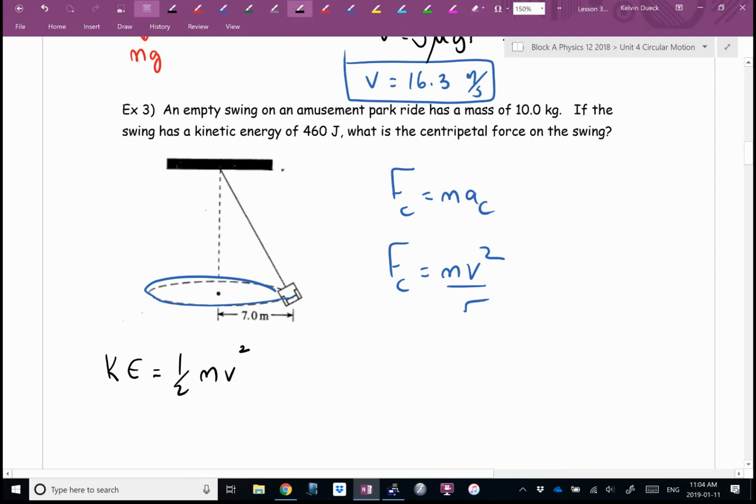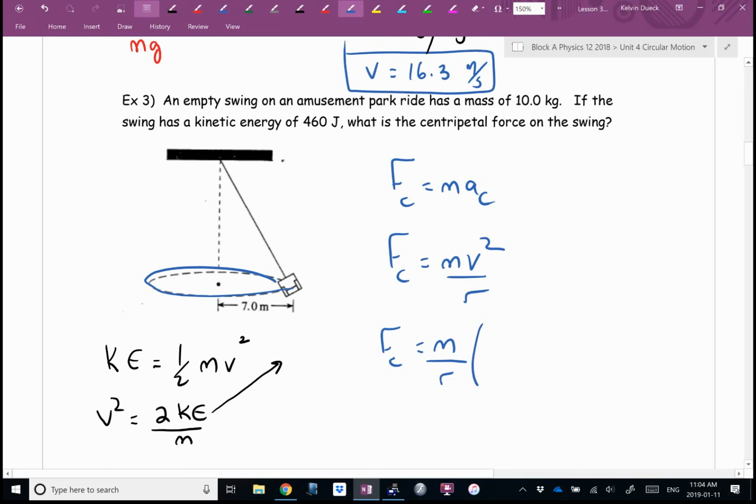Divide, and what do I do with this 2 times it to the top? And I would divide by the 1. Am I going to bother dividing by the 1? Is that going to change anything at all? Okay, so I get this. v squared equals twice the kinetic energy divided by the mass. And I'm going to go stick that in over here. I'm going to get the centripetal force is the mass over r. But what am I going to replace the v squared with? Twice the kinetic energy over m.